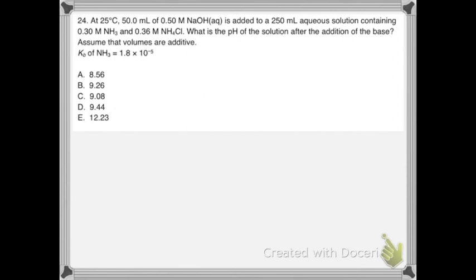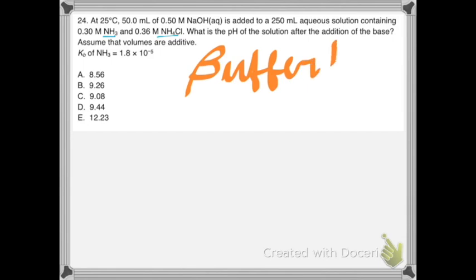times 10. So in number 24, we're adding a strong base to ammonia and ammonium chloride. But wait, what do we see? What is this? Oh no, we have a weak something and its conjugate, which means we must have a buffer. Okay, that'll be useful to keep in mind later.